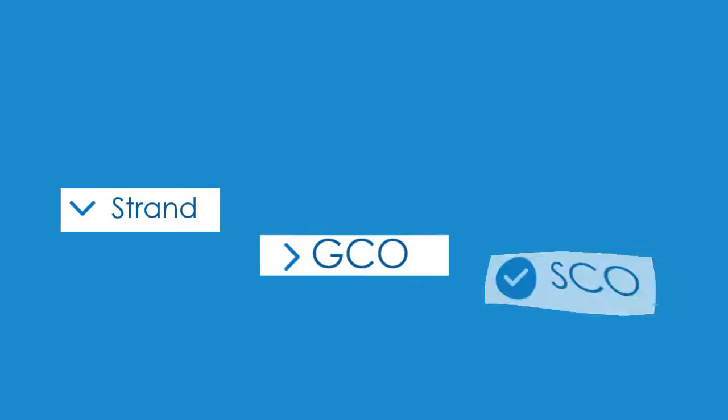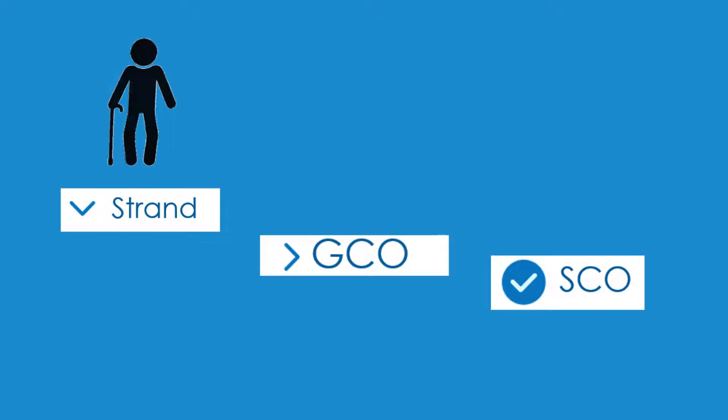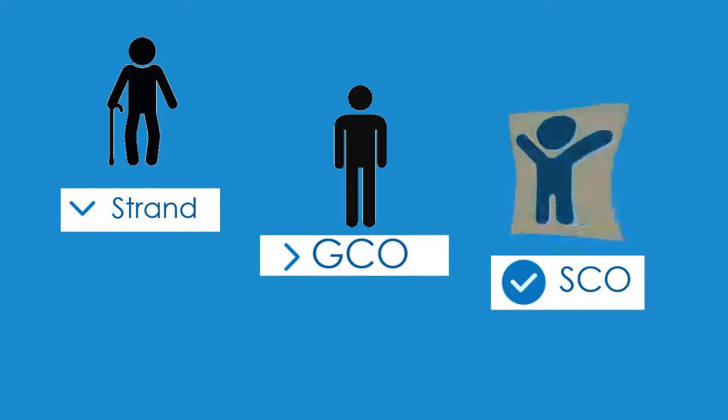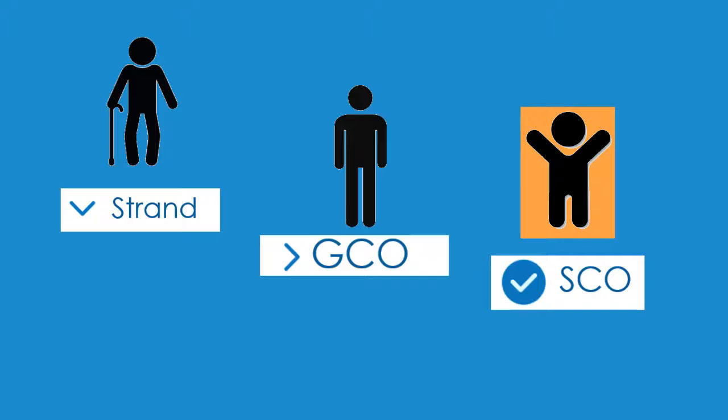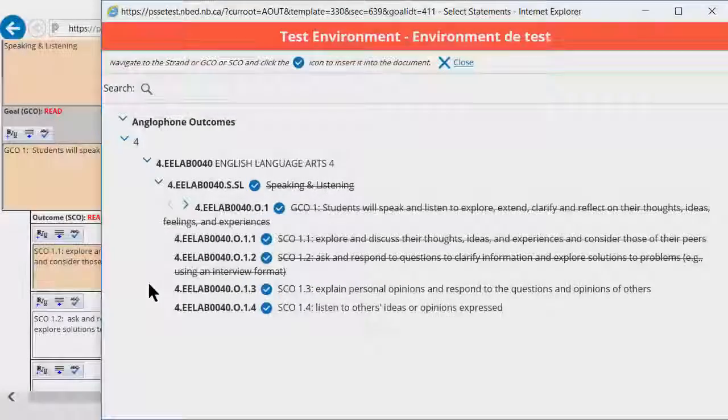The strand, GCO, and SCO can be thought of as the grandparent, parent, and child. In education, we always put the child first. In ESS Connect, we always put the SCO first. Remember to only hit the check mark next to the SCO, not the GCO or strand.